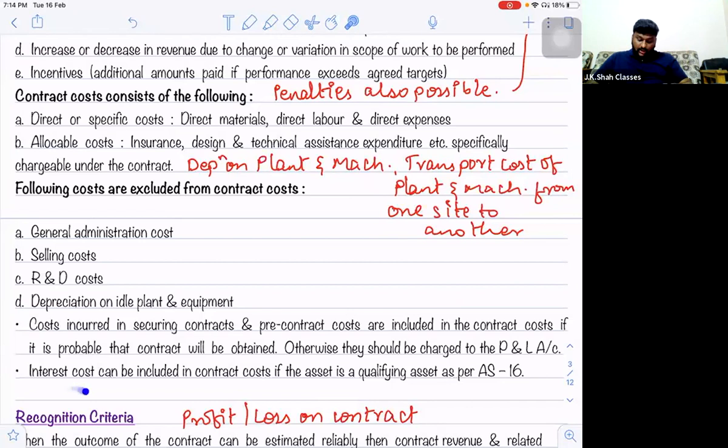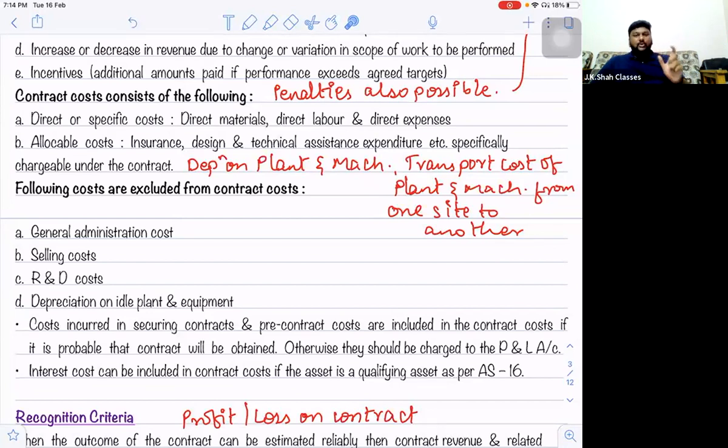Then, interest costs can be included in the contract cost if the asset is a qualifying asset as per AS 16. Now, you have already talked about qualifying asset in AS 2 and AS 13 also. If the asset takes substantial period of time to get ready for its use or sale, it becomes a qualifying asset. So technically, all these construction contracts, whatever assets you are going to construct, will take substantial period of time, whether it be dams, buildings, or railways, it is going to take substantial period of time to get ready for its use. So technically, all these assets are qualifying assets.